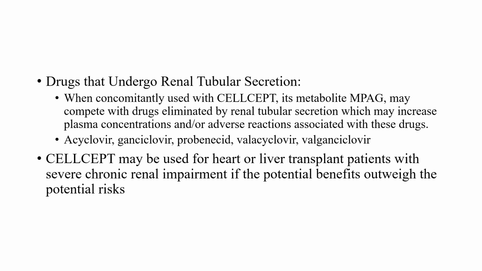absorption. And drugs which undergo renal tubular secretions, because mycophenolic Cellcept also competes for renal tubular secretion, so that can cause an increase in the levels of the drugs, like acyclovir, ganciclovir, valganciclovir, probenecid, and valacyclovir. And also Cellcept may be used for heart or liver transplant patients with severe chronic renal impairment if the potential benefits outweigh the potential risks.